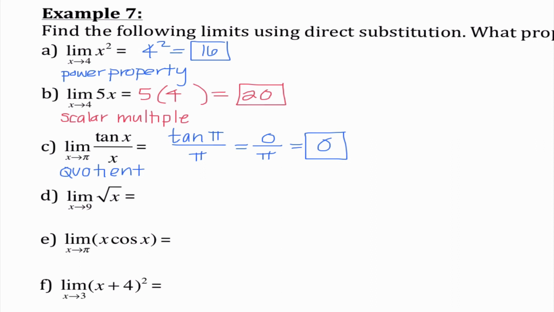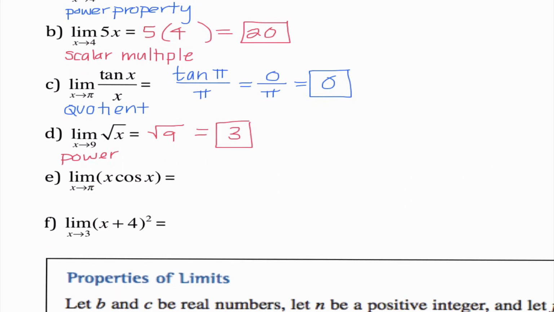Letter D. Okay, here I have a square root. Technically, a square root is a power because we know it's like a 1/2 power. So I'm going to go ahead and just use direct substitution with my x and then take the square root of that, which would be 3.